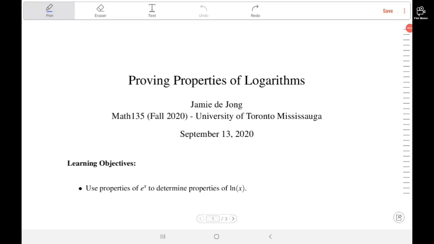I created this video about proving properties of logarithms for the course MAT135 at the University of Toronto. By the end of this video, you should be able to use properties of the exponential function to determine properties of the natural logarithm. These skills are applicable to other powers and other logarithms, but for the purposes of this video, we'll just be looking at the specific example of the exponential and natural logarithm functions.